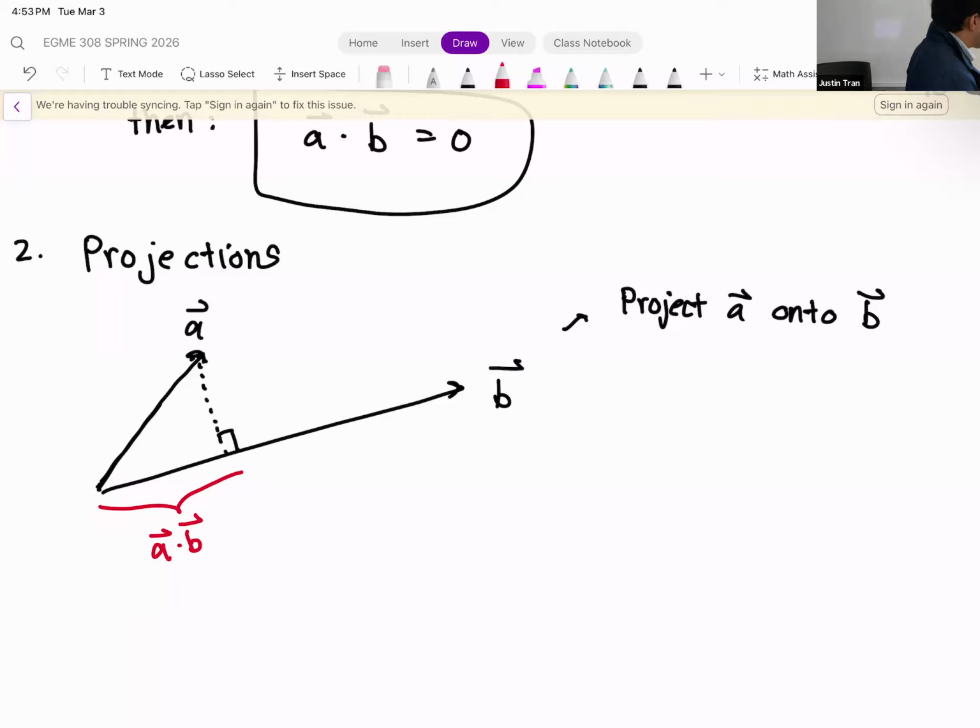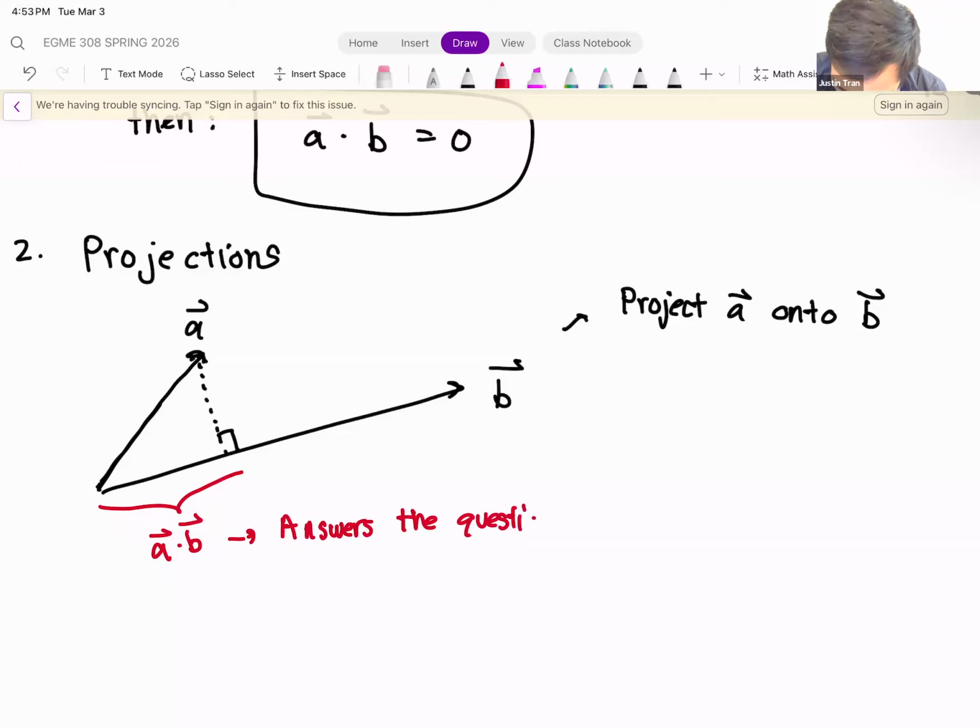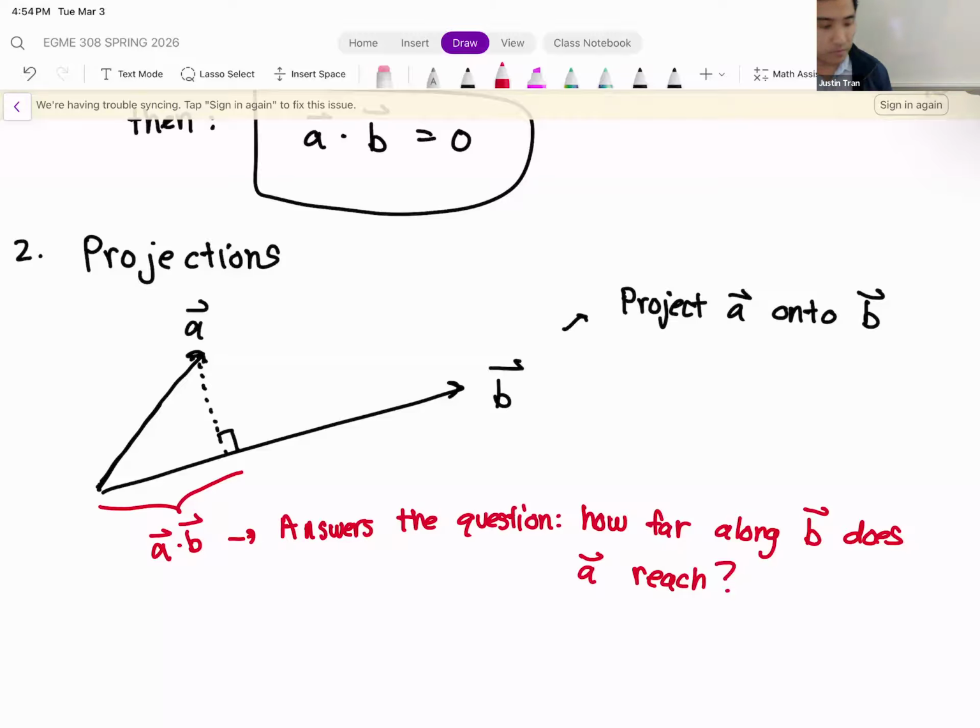So where would this be useful? Why would we want to do this kind of weird thing? This is useful when we want to find out how long or how far A is going in the direction of B. So basically, it answers the question: how far along B does A reach?